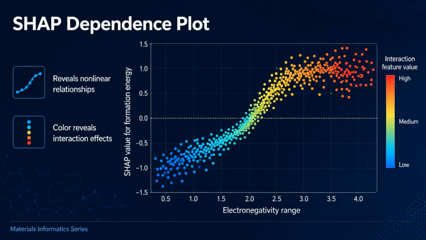The dependence plot shows how a single feature affects predictions. The x-axis is feature value, y-axis is SHAP value. Nonlinear relationships appear as curves. Color a second feature to reveal interactions. For example, atomic radius effect might depend on electronegativity. These plots provide physical insight into how elemental properties affect material properties.